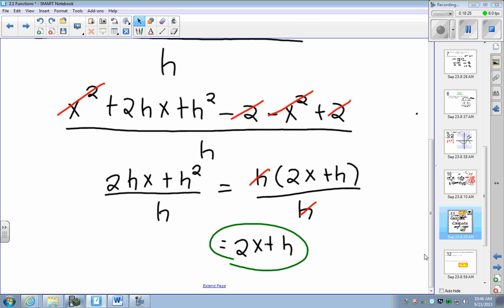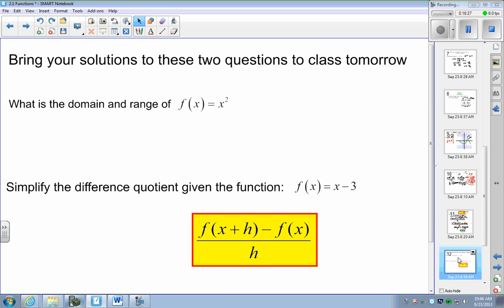All right. So for class tomorrow, I want you guys to bring in your solutions to both of these problems. We'll go over them as a class.